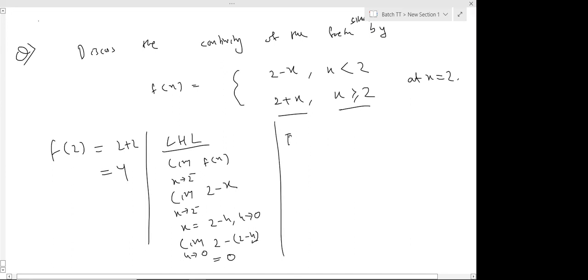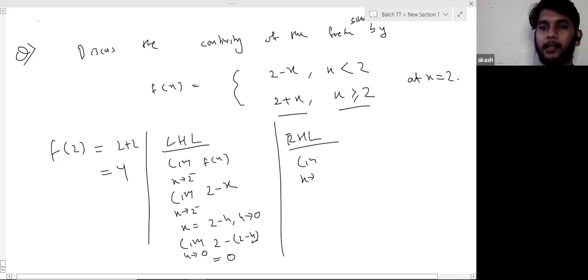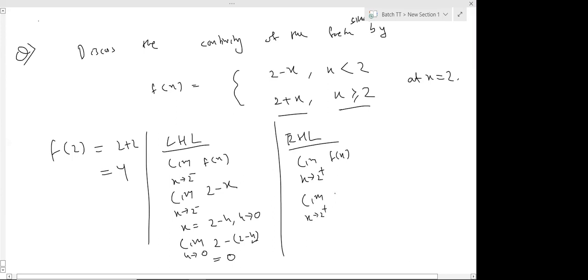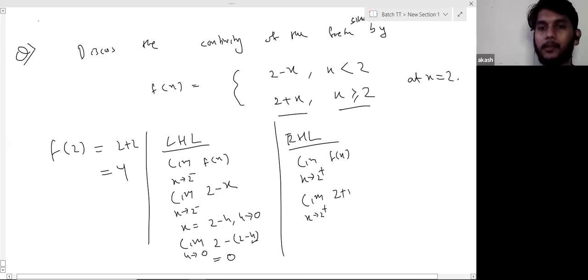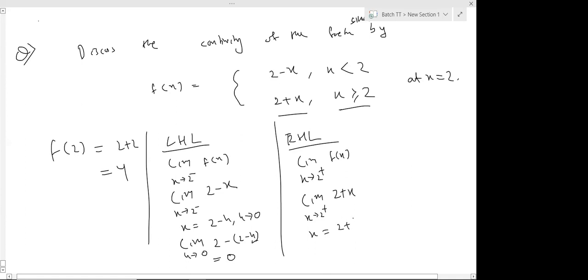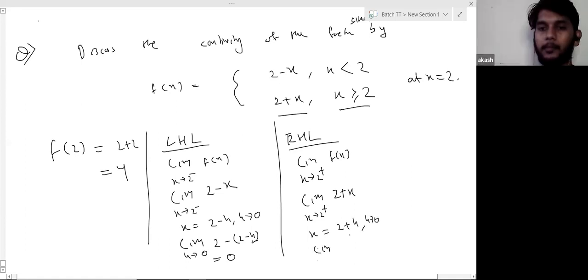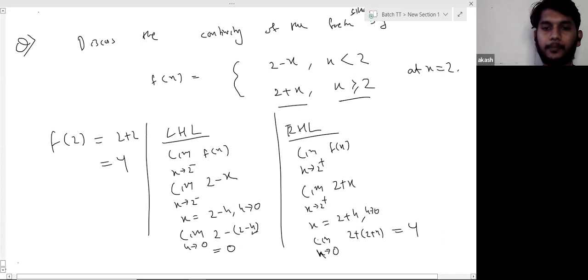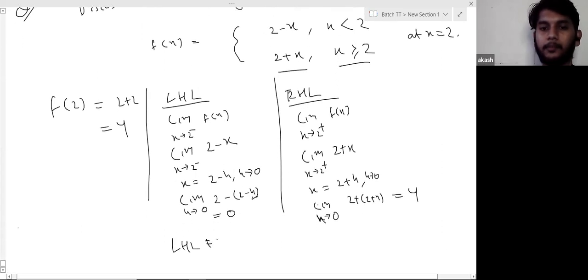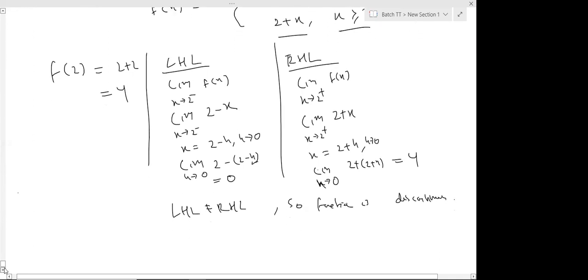This thing is clear? Yes, sir. Now RHL, limit as x tends to 2 plus of f of x. Sahel, what will be f of x here? 2 minus x. Not 2 minus x, sorry, my bad, 2 plus x, right. So x we can replace with 2 plus h, h tending to 0. So limit h tending to 0 of 2 plus h, direct substitution, this is 4. So we can clearly see that LHL is not equal to RHL. So the function is discontinuous. Everyone is clear about this? Yes, sir. All right.